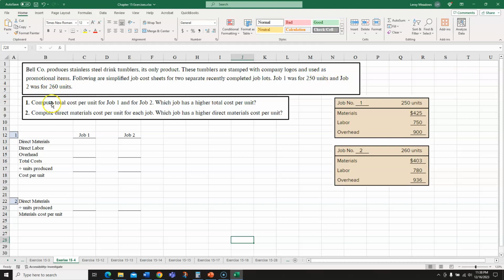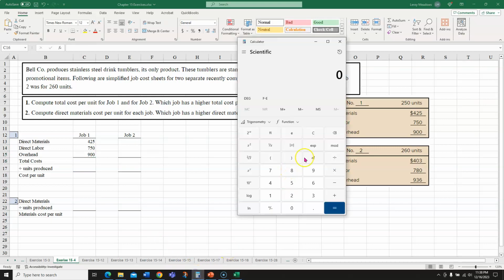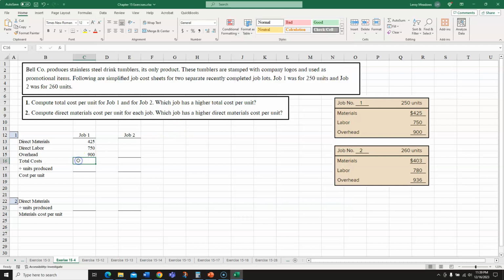The first thing we're asked is to compute the total cost per unit for Job 1 and Job 2. In order to do that, I need to figure out my total costs. Let's take Job 1 first. I had costs of materials of $425, plus labor costs of $750, plus overhead costs of $900. My total costs are 425 plus 750 plus 900, which is $2,075.